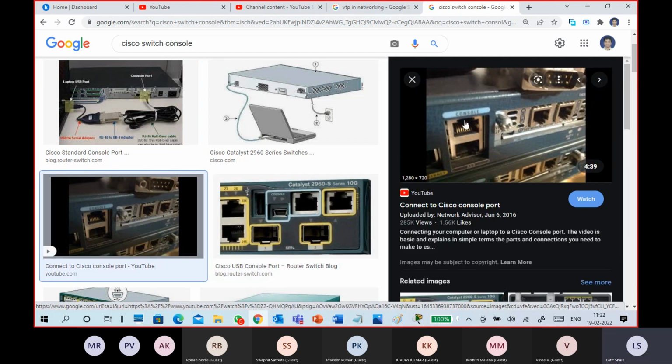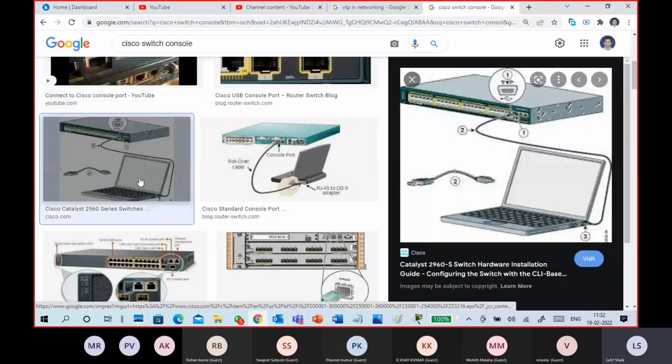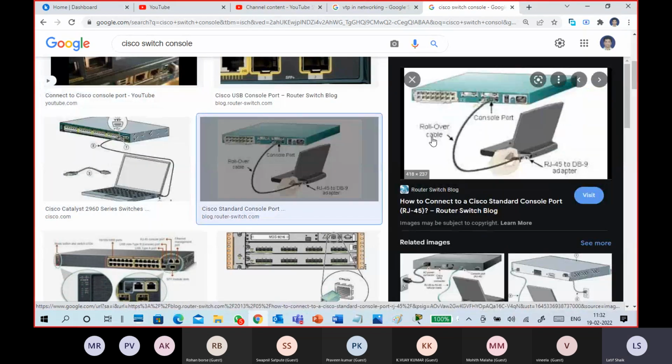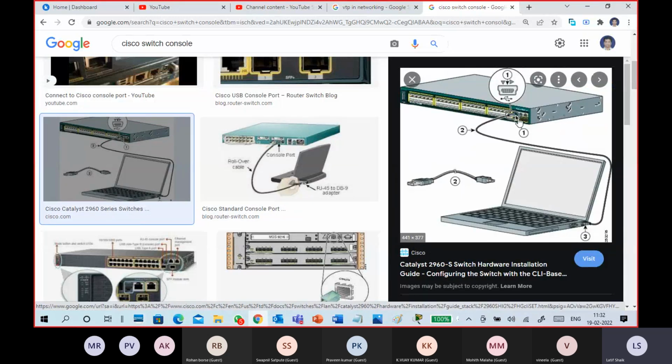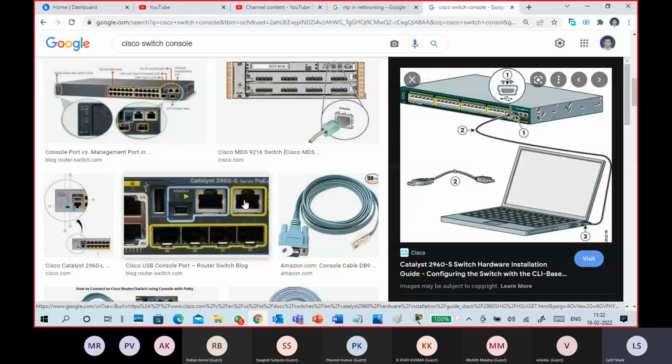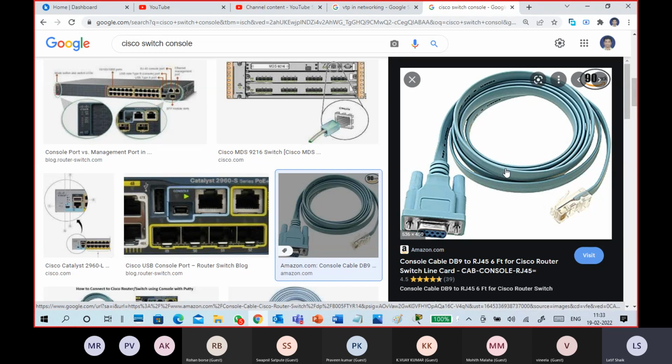Console port. You can see the console port. Switches and routers have a console port directly, and you can connect like this. The second one is through the network, through telnet, SSH or a remote configuration protocol. It's a console cable: one side RJ45, the other side DB9, a serial port connector, using the RS232 protocol.